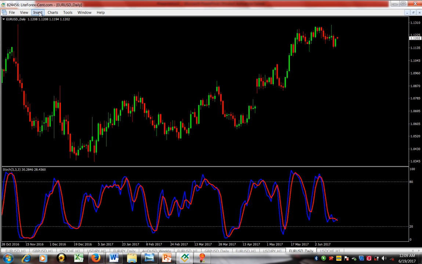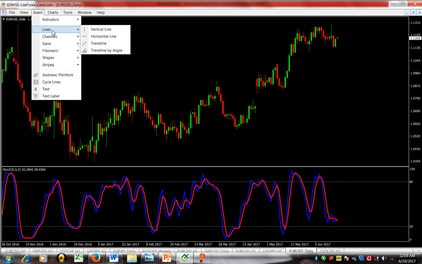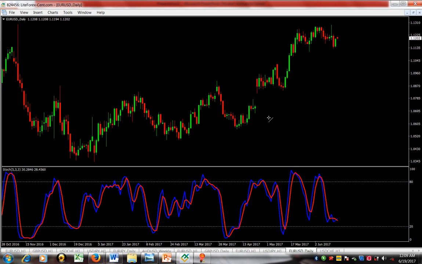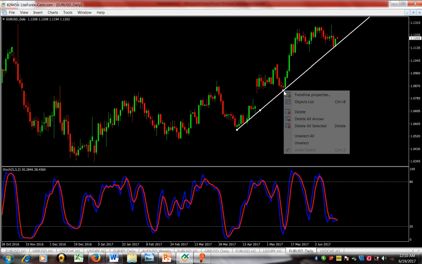Another one is to use a trend line. You can also use a trend line to determine the prevailing trend. So this is surely an uptrend.